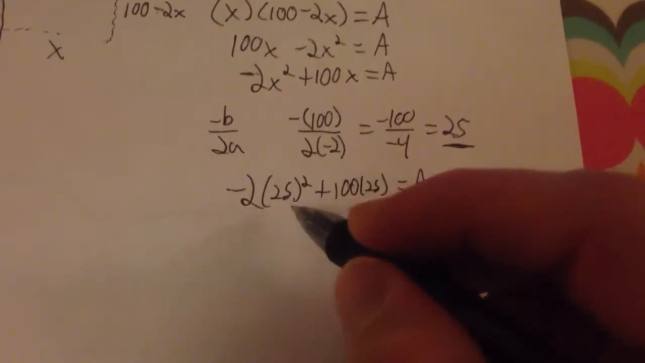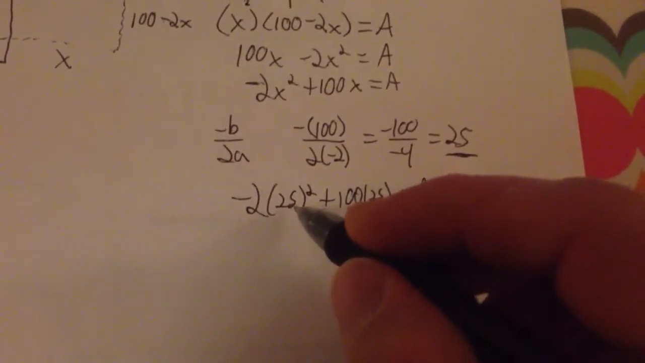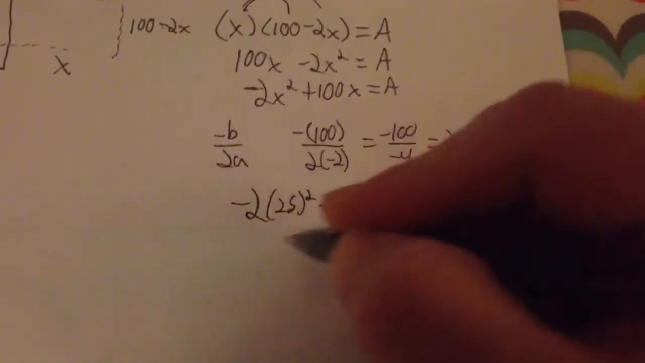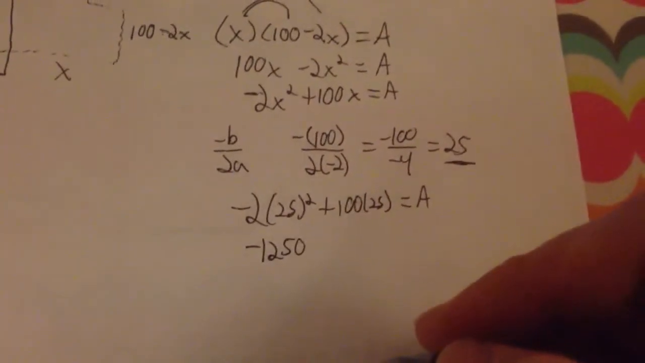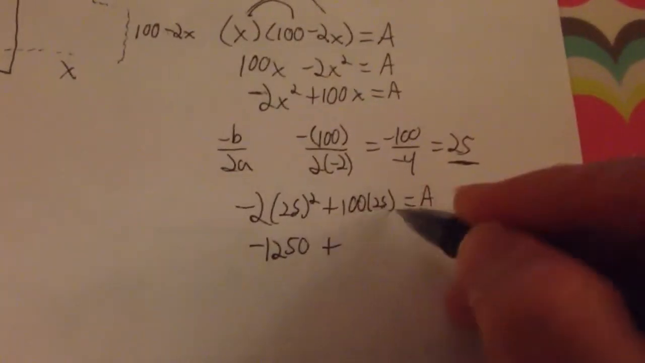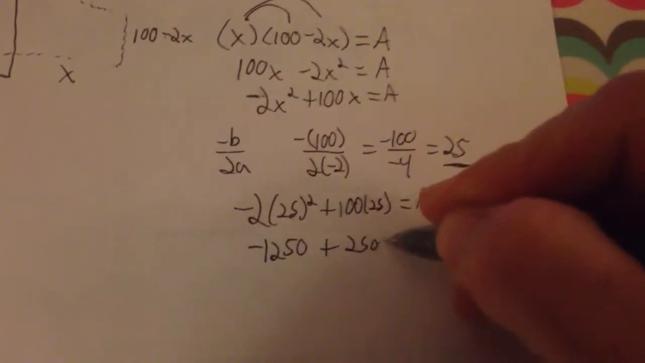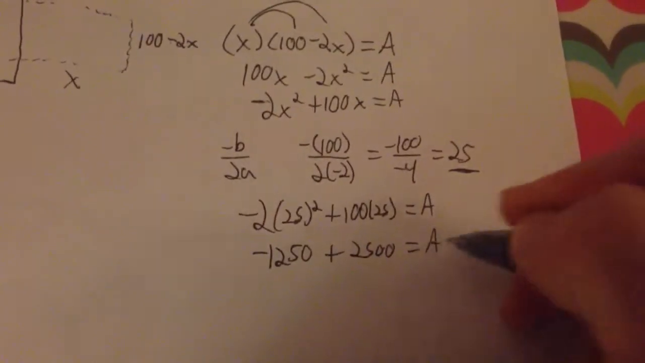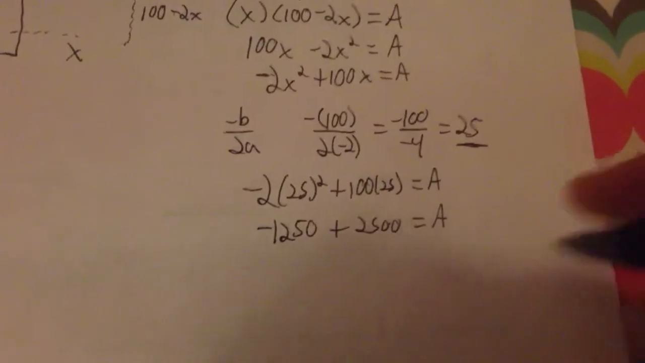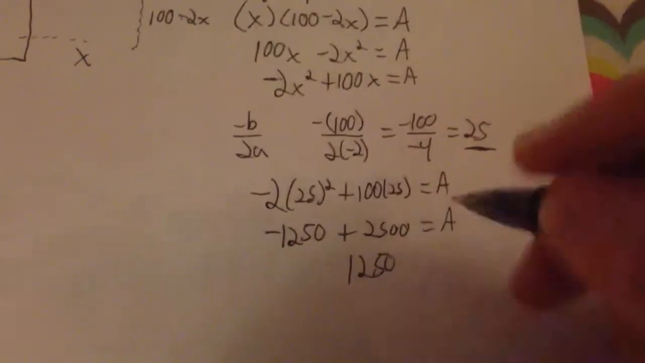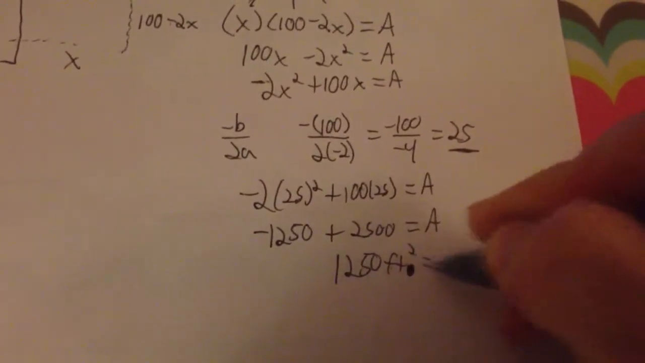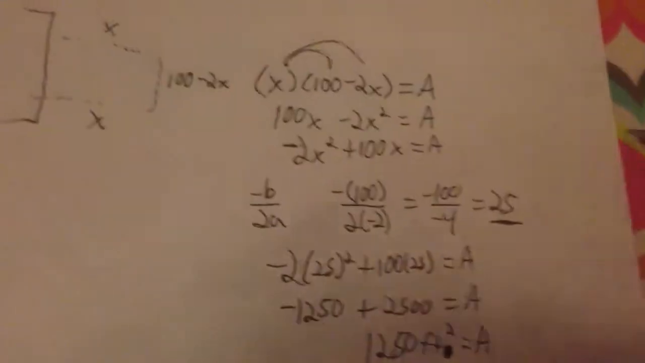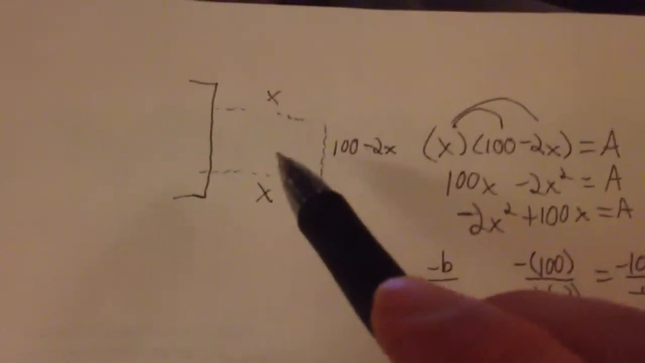You can grab a calculator if you need to, but 25 squared is going to be 625. When you multiply that by negative 2, you're going to get negative 1,250. 100 times 25 is going to be 2,500. And so when you add those together, you get 1,250, and this will be square feet that I'm talking about here for my maximum area that I could fence in with that 100 feet of fencing that I have.